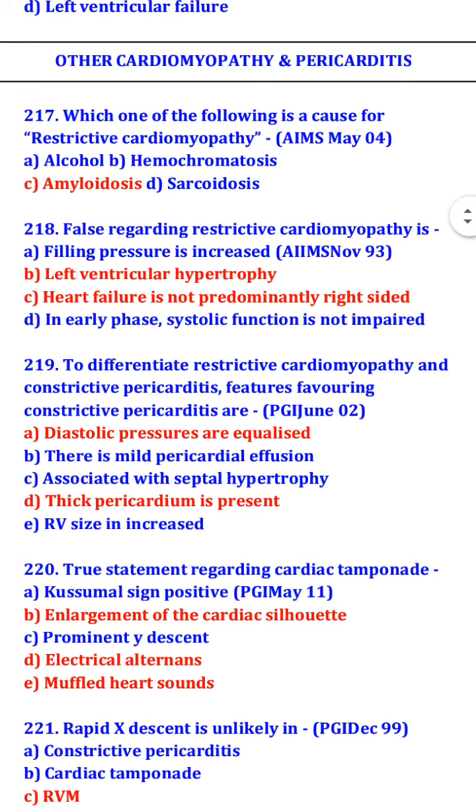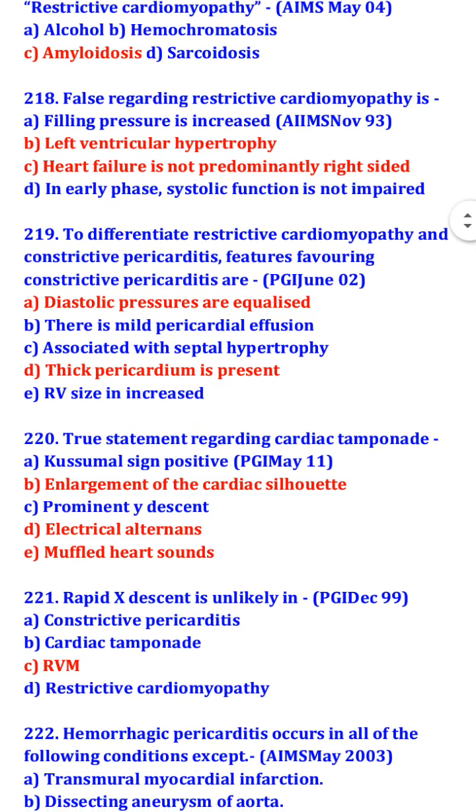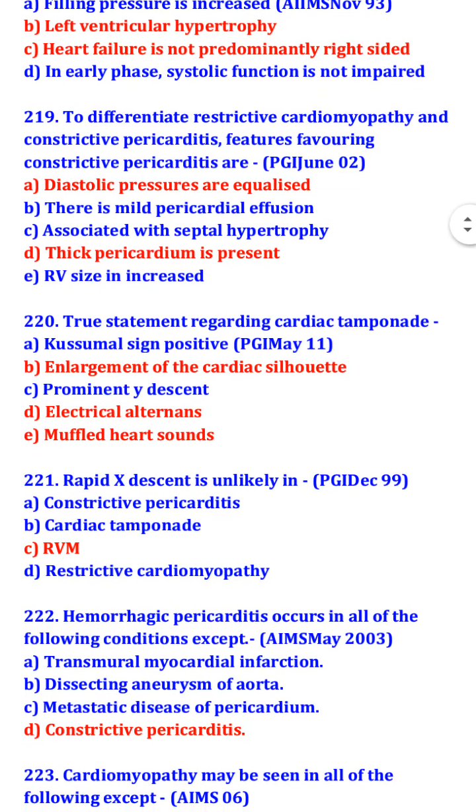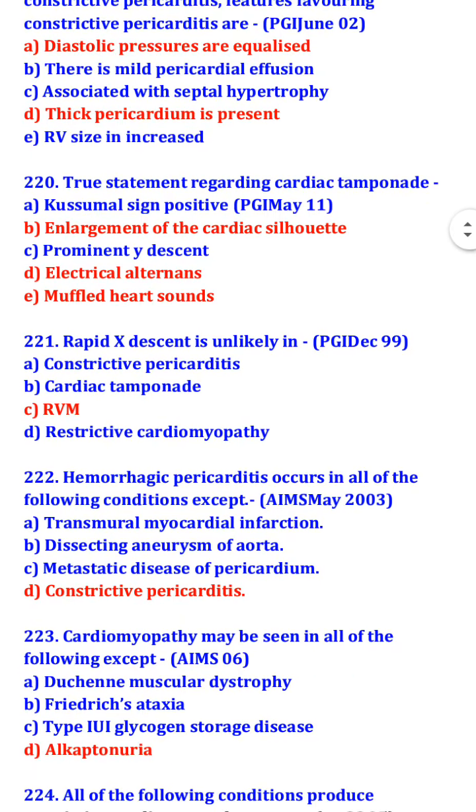To differentiate restrictive cardiomyopathy and constrictive pericarditis, features favoring constrictive pericarditis are that diastolic pressures are equalized and a thick pericardium is present. True statement regarding cardiac tamponade: enlargement of the cardiac silhouette, electrical alternans, and muffled heart sounds. Rapid X descent is unlikely in restrictive cardiomyopathy.